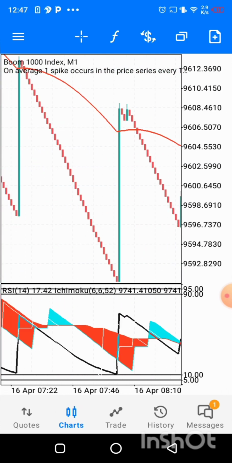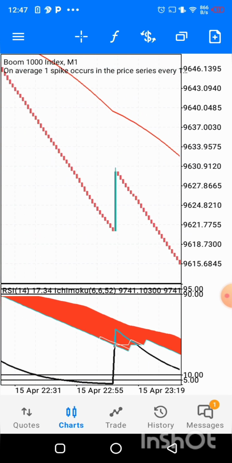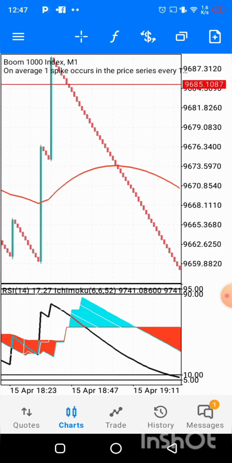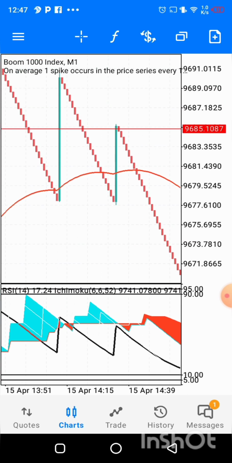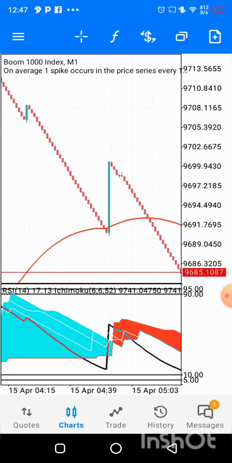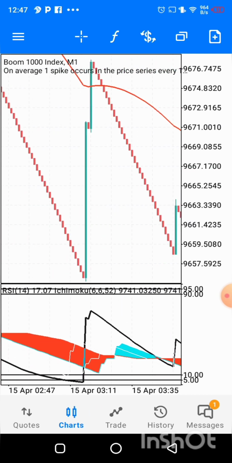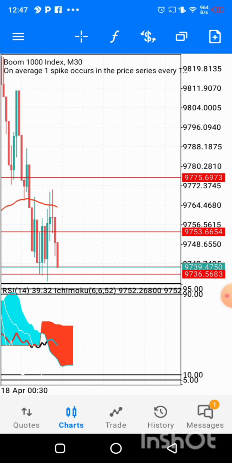Once you start having short spikes like that, it's risky. Just stay away from it because it will take a while before it spikes. Short spikes. Another thing is you need to stay on the higher time frame before trading.